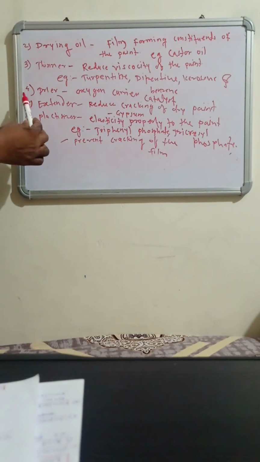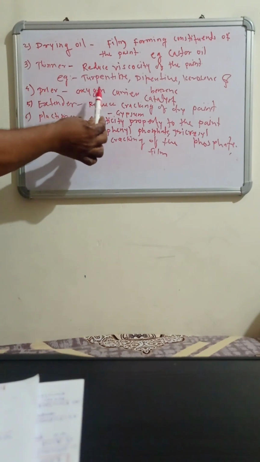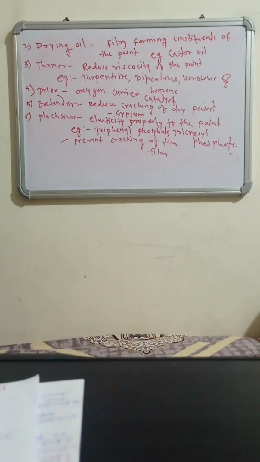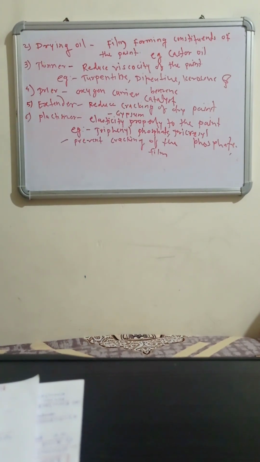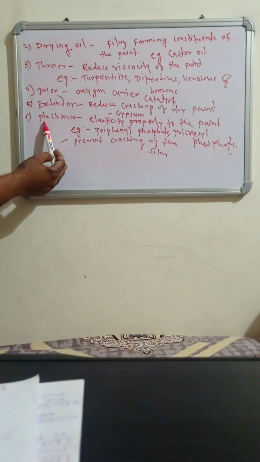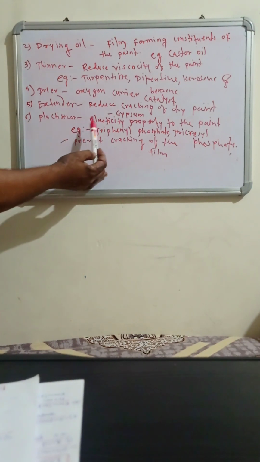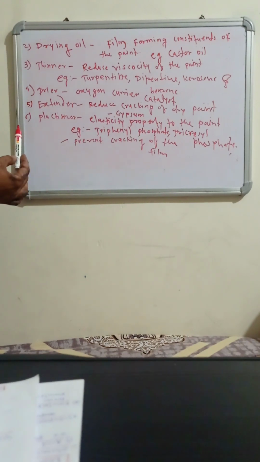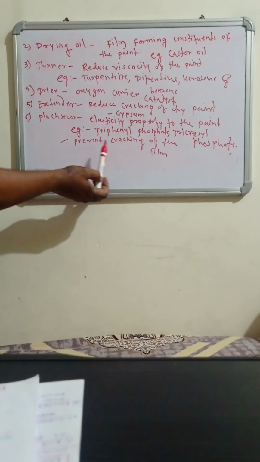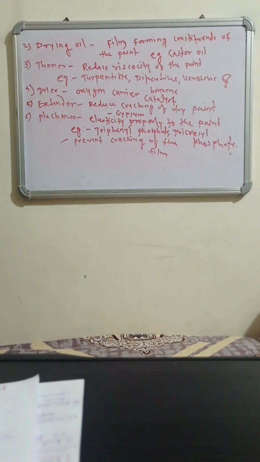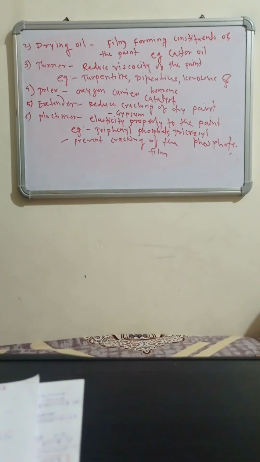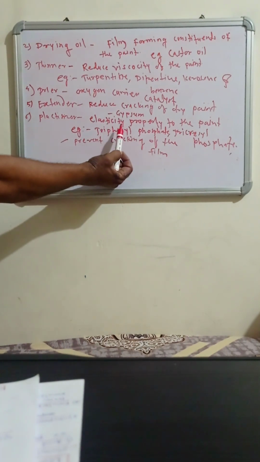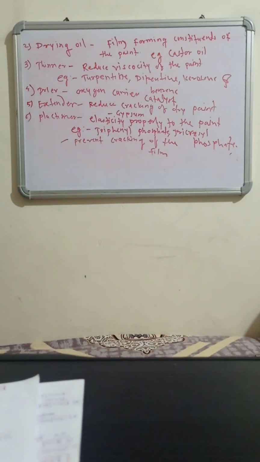So next ingredient is the dryer. Dryer is an oxygen carrier catalyst. Extender reduces the cracking of a dry paint, and the examples are gypsum and asbestos. Last one, ingredient of the paint is a plasticizer. It increases the elasticity property of the paint, and that's why it prevents cracking of the film. It reduces the cracking of the film. And the examples of the plasticizer are triphenyl phosphate and tricresyl phosphate.